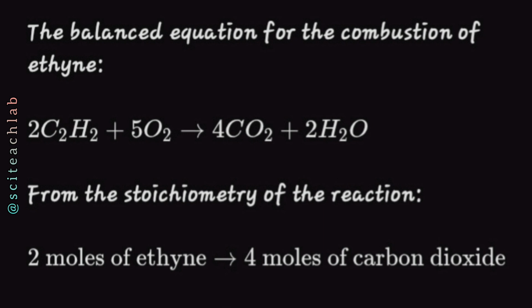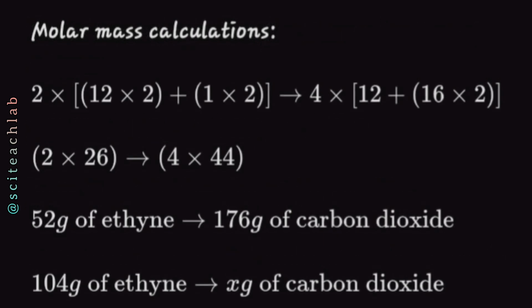So we have to analyze and convert C2H2 to the mass. That is, C is 12 and H is 1. But we have 2 moles of C and 2 moles of hydrogen, and all of them times 2 because there are 2 moles of ethane.